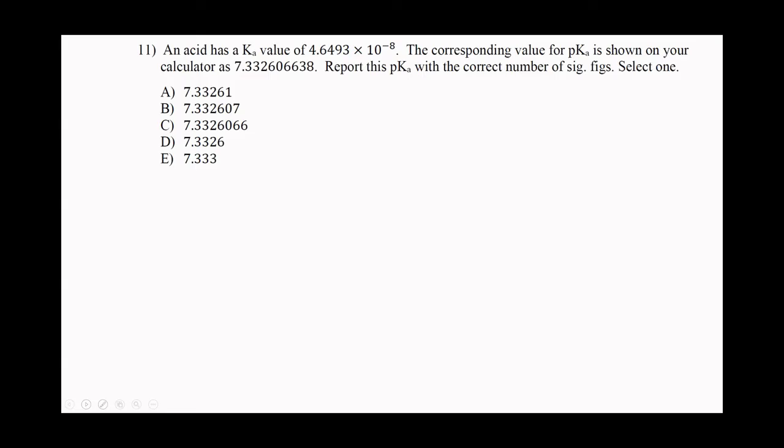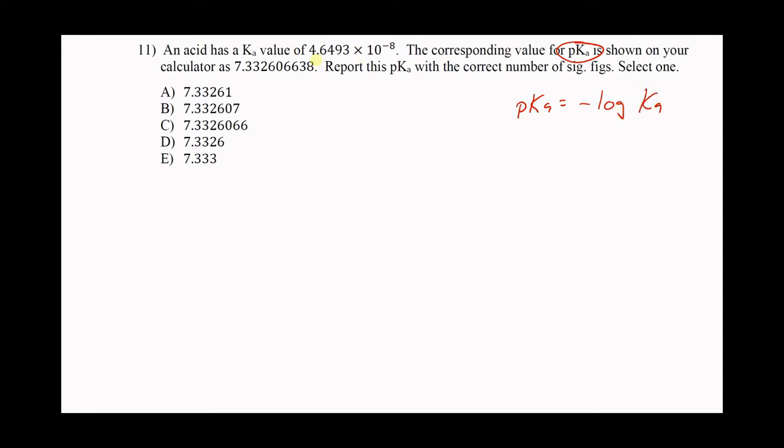An acid has a Ka value of 4.6493 times 10 to the minus 8. The corresponding value for pKa is shown on your calculator, 7.3326066638. Report this pKa with the correct number of sig figs. Select 1. Okay, so this is the Ka value, right? This is the equilibrium constant. And we're taking a pKa, right? Remember, a pKa is the negative log of the Ka. So we're going to take a logarithm of this number.